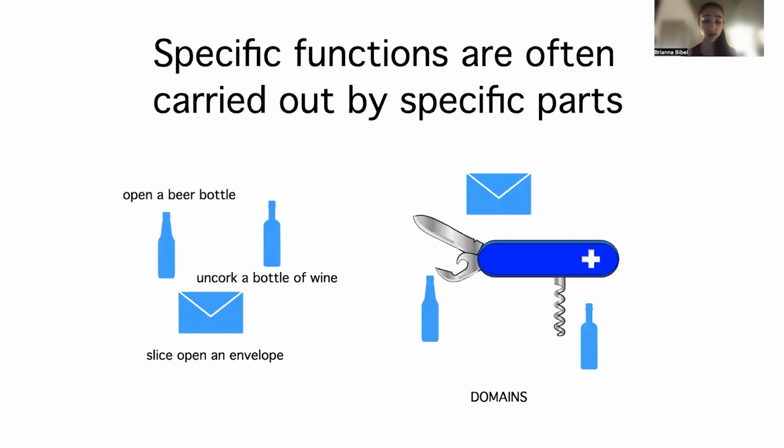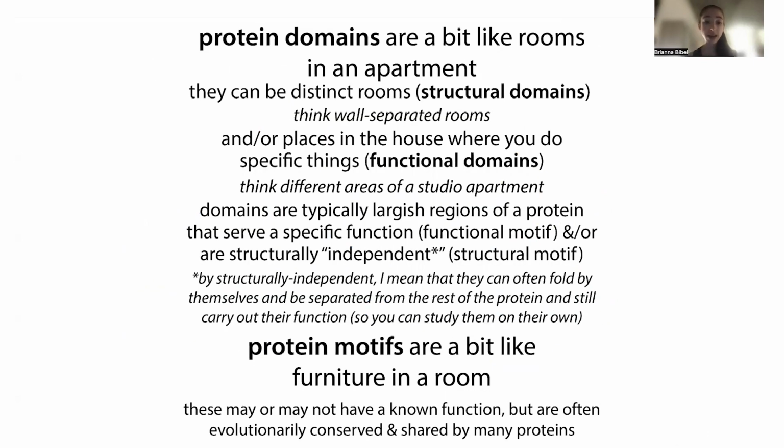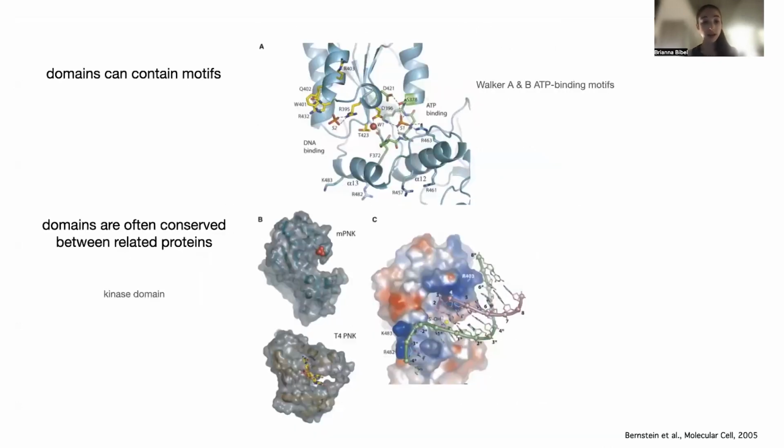But I just wanted to mention too that a domain is typically this larger thing that can then contain those motifs, which are like the furniture in the room. And so these are things like the zinc finger and things like this. These may or may not have a known function, but they're evolutionarily conserved and they're shared by many proteins. Okay, so you have domains that can contain motifs, and these domains can be structural and or functional.